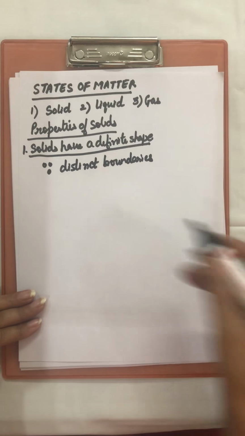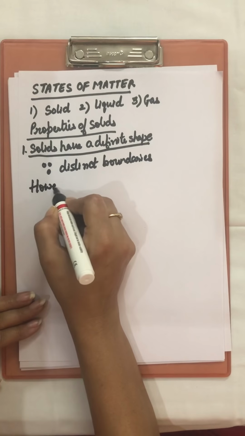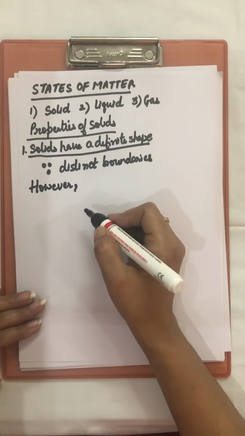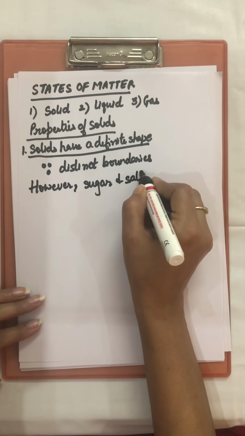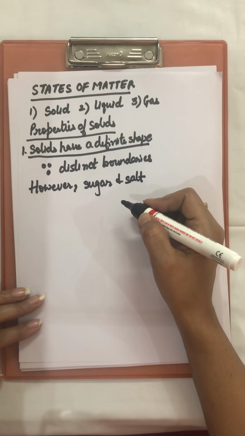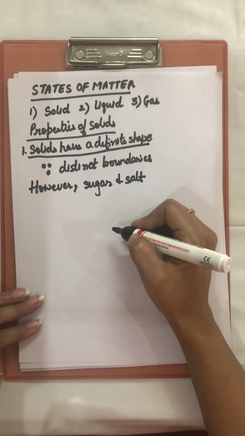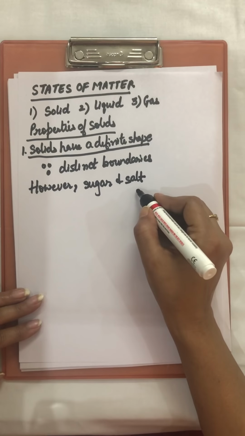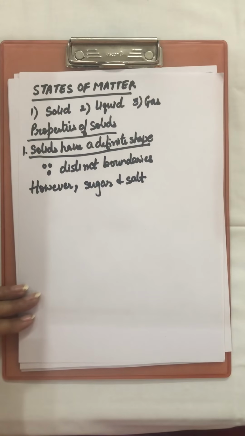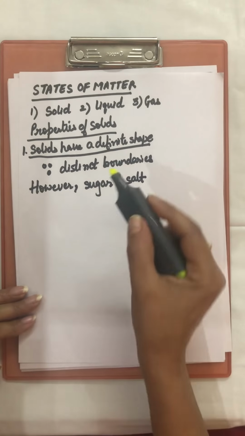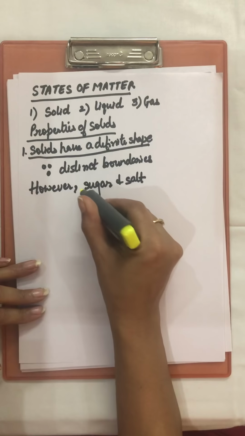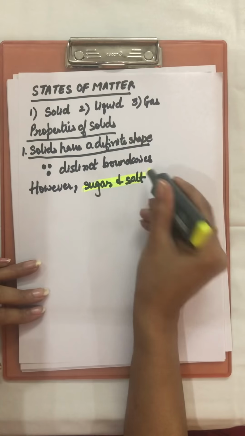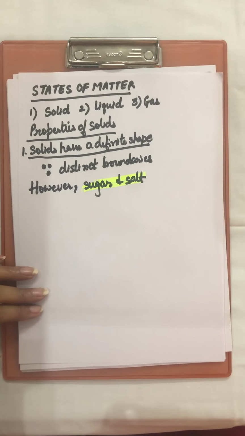However, there are some substances like sugar and salt, they take up the shape of the vessel in which they are placed, but yet they are considered as solids. Now, if salt and sugar take up the shape of the container in which we are keeping them, then how come they are considered to be solids?